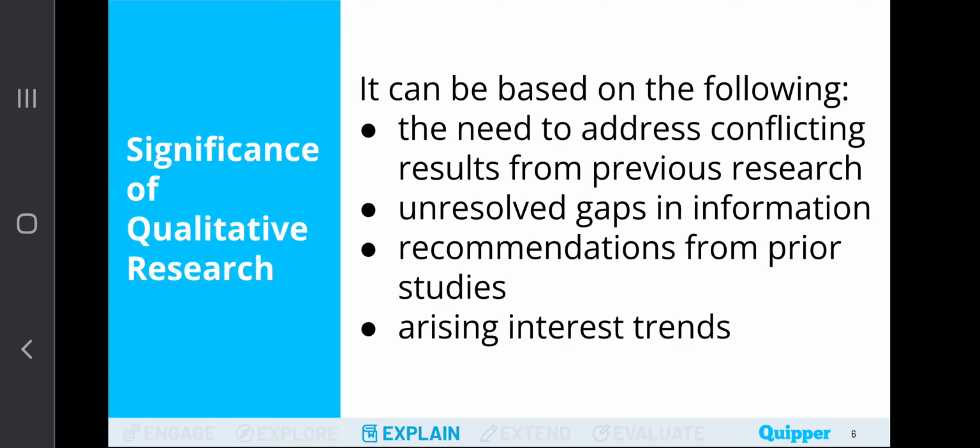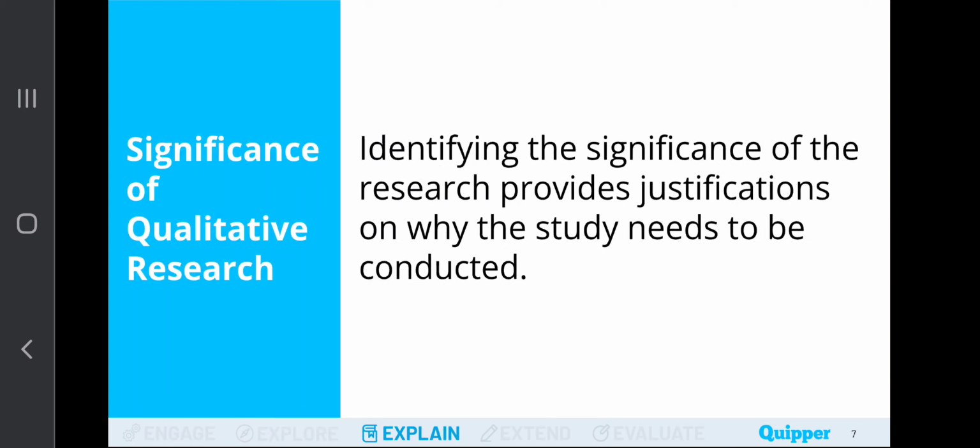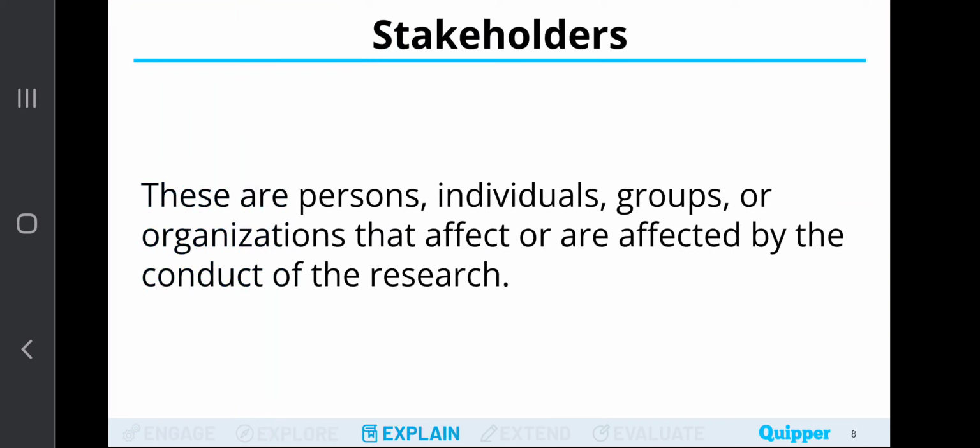It is also the basis for the following: the need to address conflicting results from previous research, unresolved gaps in information, recommendations from prior studies, and arising interest trends. This is also helpful in identifying the significance of the research that is provided or providing justifications on why the study needs to be conducted.